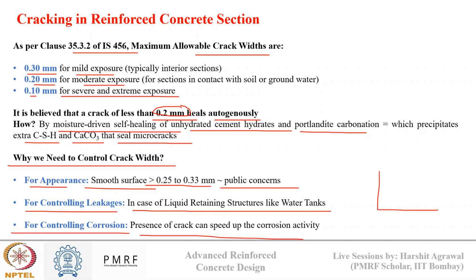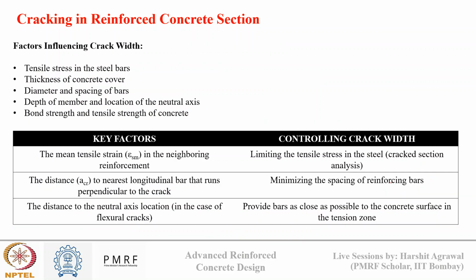Suppose I have a reinforced concrete section where reinforcement is present here. If there is no cracking, what will happen? The aggressive ions from the surroundings will ingress through the pores inside the concrete to reach the reinforcement surface. However, if there is already a crack in the concrete, the ions can freely move through the crack and reach the reinforcement surface, which can speed up the corrosion activity. So for that reason also, crack control is important.